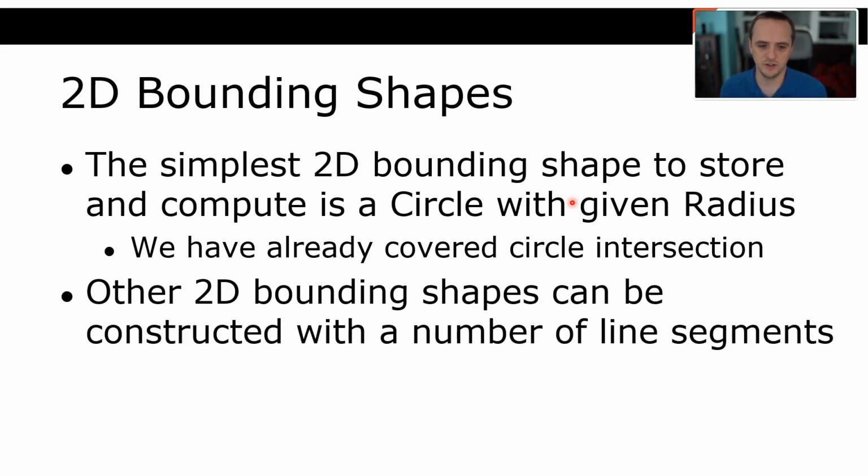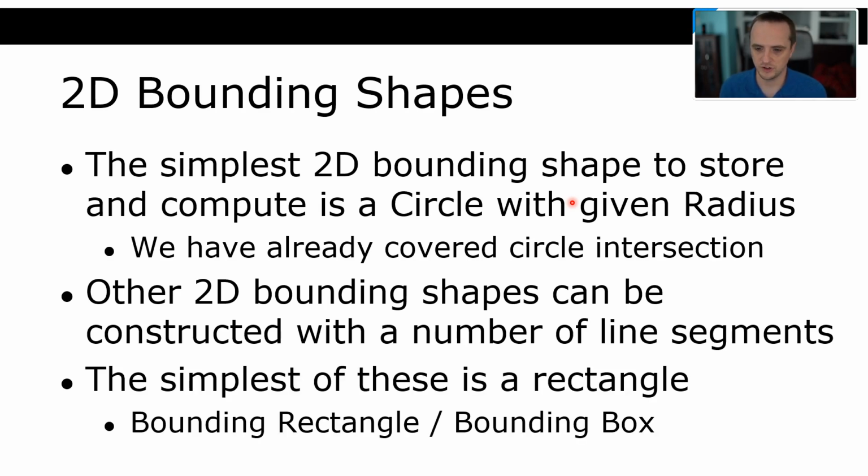But other bounding 2D shapes can be constructed with a number of line segments. For example, the simplest of these would be a rectangle. Simplest not in terms of the number of sides, but in terms of computation. So what we're going to be dealing with in this course for 2D shapes are bounding rectangles, also called bounding boxes.